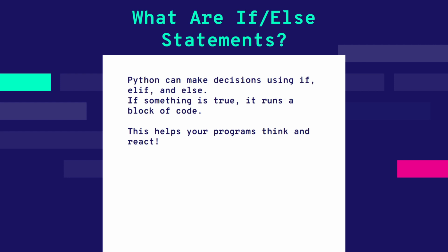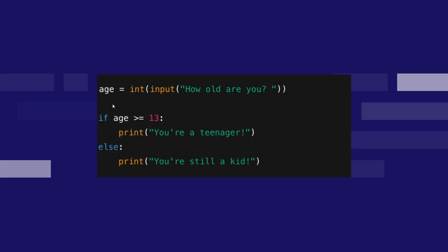What are if else statements? This is how you make your program think. If a condition is true, your program does something. If it's not, it can do something else using the else statement. And you can use elif for multiple choices. Let me show you. Like I showed you before, the integer input statement, how old are you? If age is greater than or equal to 13, print you're a teenager. Else, print you're still a kid.